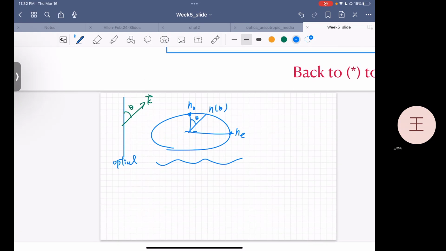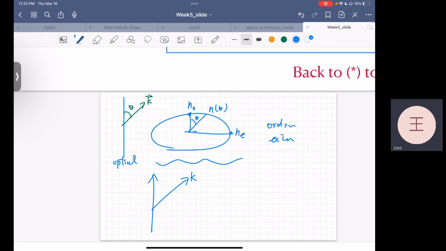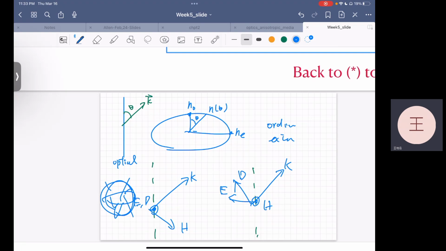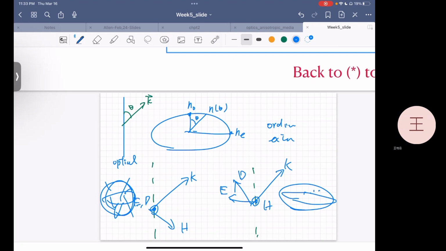As we have said before, they are ordinary and extraordinary. So consider the ordinary mode. It's exactly just as what we have in the previous discussion. But if we have another k that is extraordinary, then the D and E will not be parallel to each other, because it's not spherical, where in any direction it would be the same. It's instead an ellipsoid, so it will be different as the direction changes. And that's why the D is not parallel to the electric field.